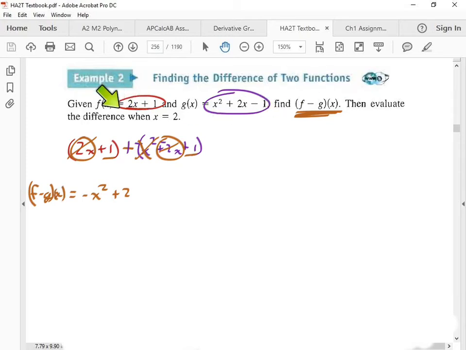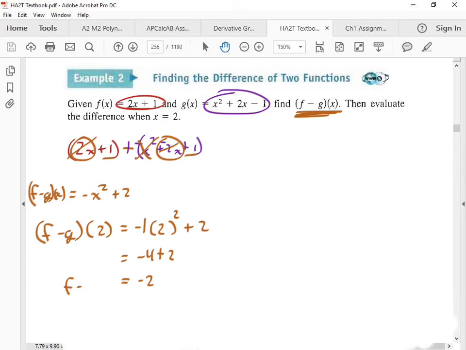Now this says, then evaluate the difference when x equals 2. So now we have to take that 2 and plug it in. After I do this, I'll show you guys a shorter way to do this. We have negative, and we plug in the 2. Is it 2 or negative 2? Just regular 2. And we square it, plus 2. So I took the 2 and plugged it into my new function. We have 2 squared, which is 4. This squared does not see that negative. So that negative is going to sneak up on that 4. So we have negative 4, plus the 2. What do we get? Negative 2. All right, so this is our answer. f minus g of 2 equals negative 2.